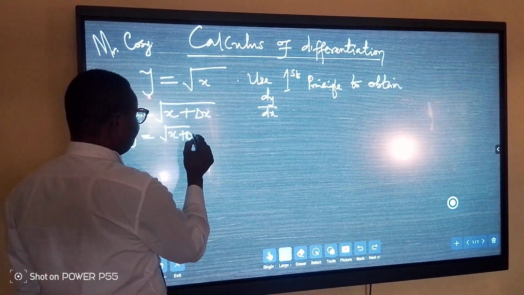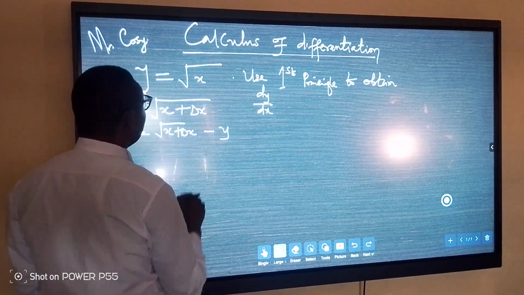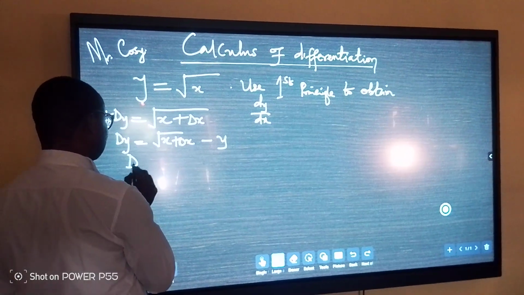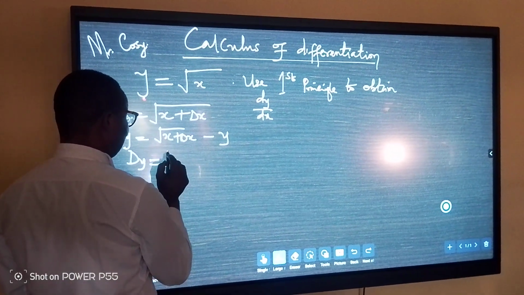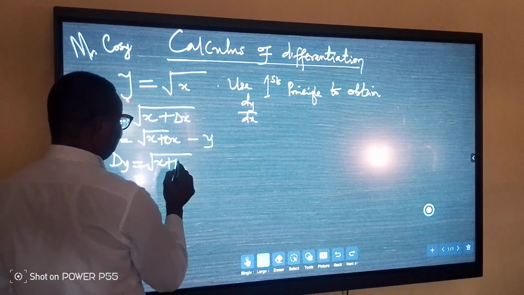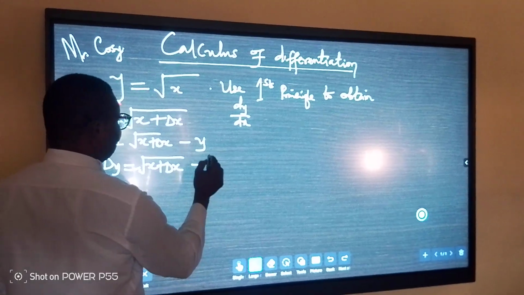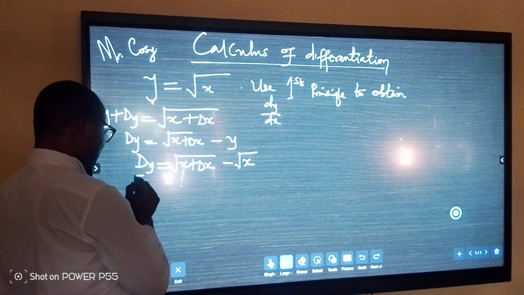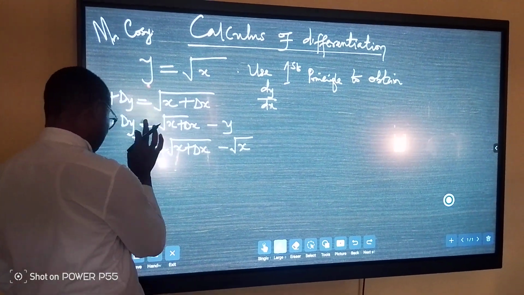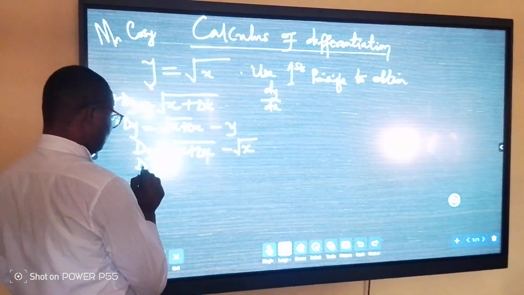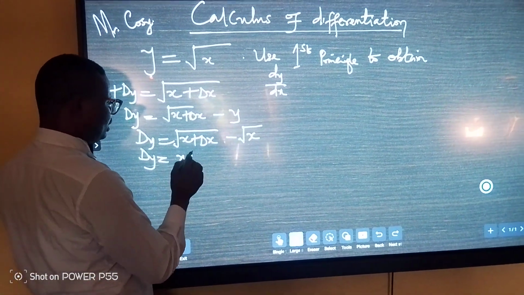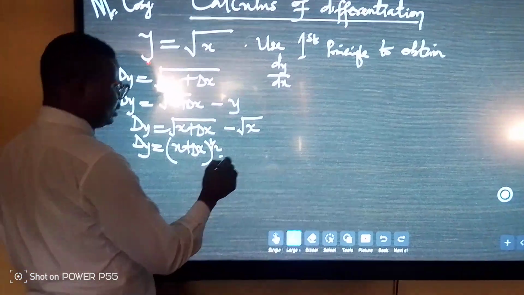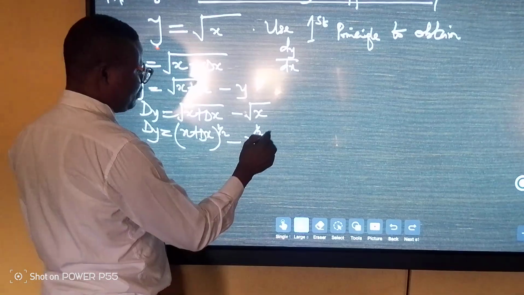x plus dx minus y. And from the question, y itself is square root of x. So by substitution, we have x plus dx minus what is y? Root of x. This is the same thing as saying dy is equal to (x plus dx) raised to power 1 over 2 minus x raised to power 1 over 2.